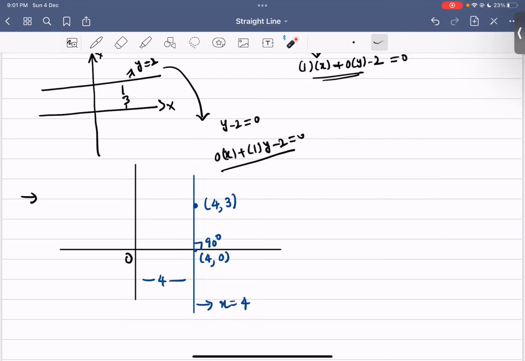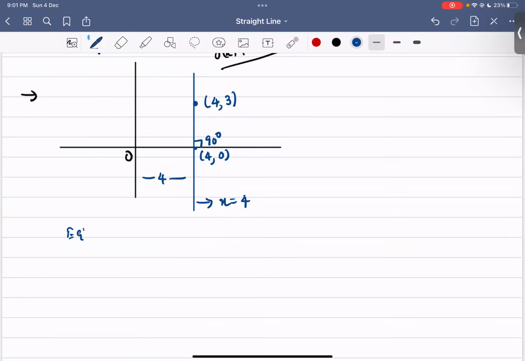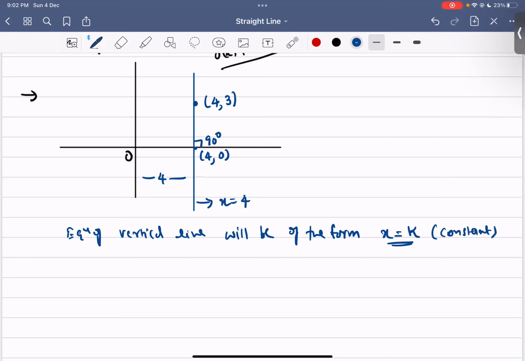Therefore, the equation of the vertical line will be of the form x equal to constant. Yes or no? X equal to constant, vertical line.